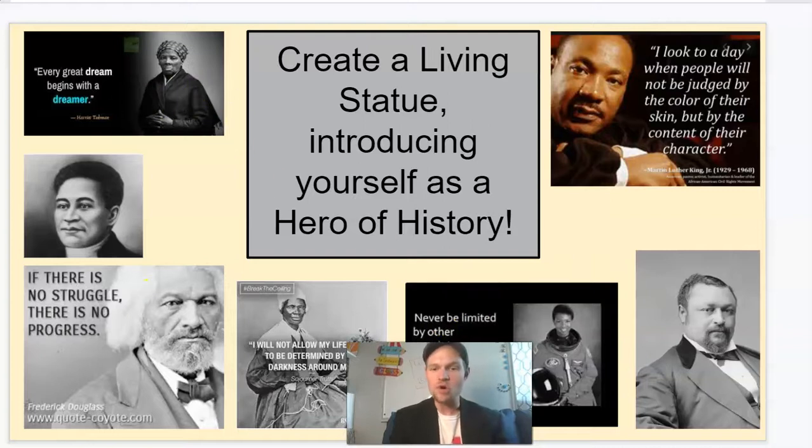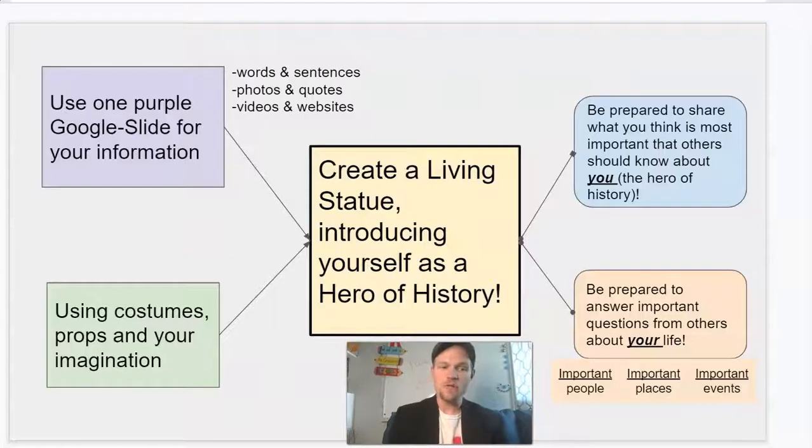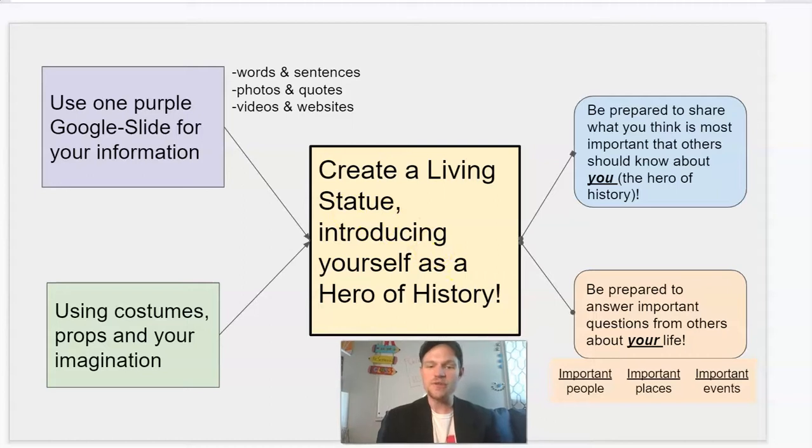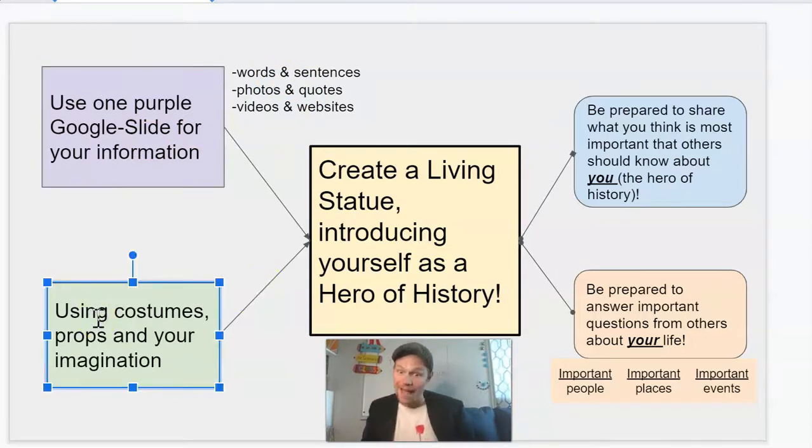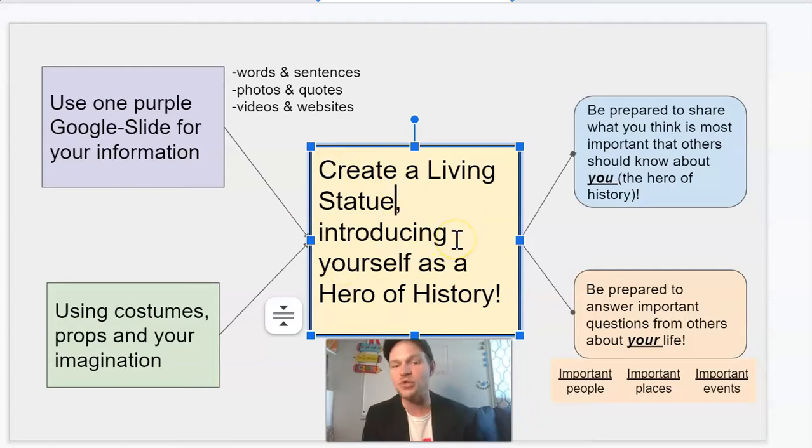There are different heroes of history. So, for instance, if you're going to do this, let me show you how to do it. Number one, you're going to use one purple Google slide for your information. On that slide, there's words and sentences, photos and quotes, videos and websites. You're also going to use costumes and props and your imagination to come up with a really cool idea on how you can create a living statue and introduce yourself as a hero of history.